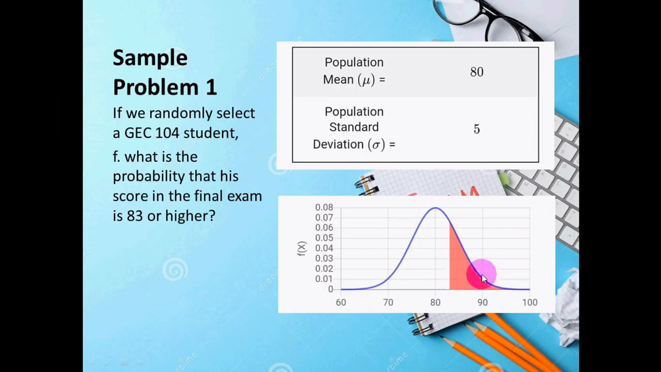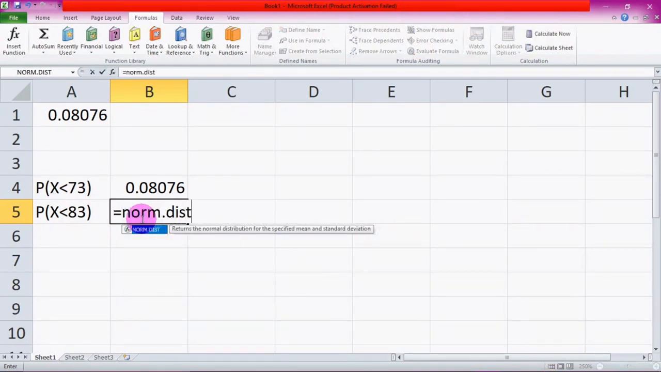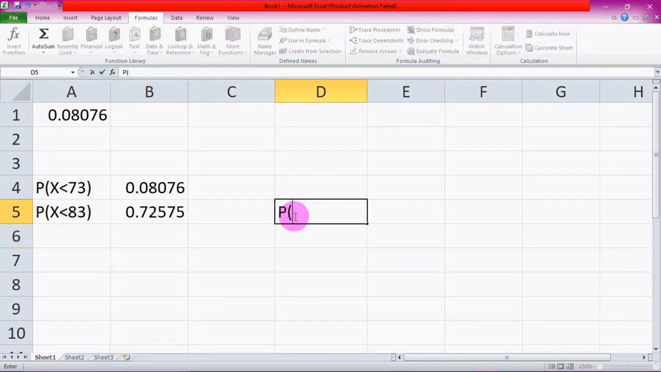Again, using Excel, we will compute first the probability that x is less than 83. Kasi ito yung my formula sa Excel. So you have equal norm.dist. Again, stands for normal distribution. And we are looking for the area to the left of 83. Ang mean ng distribution is 80. The standard deviation is 5. And again, true. Press enter and we get 0.7257.